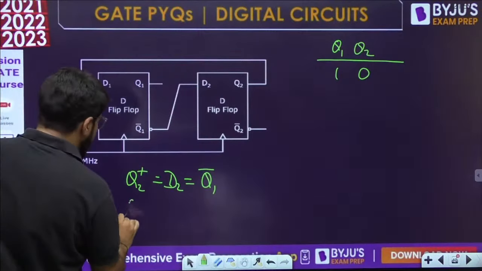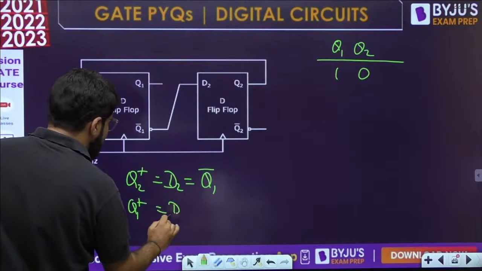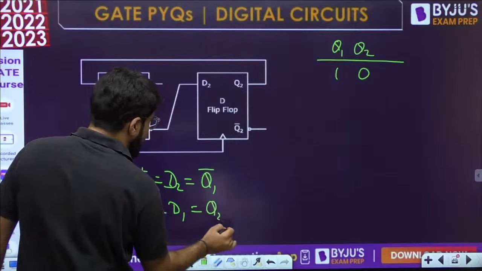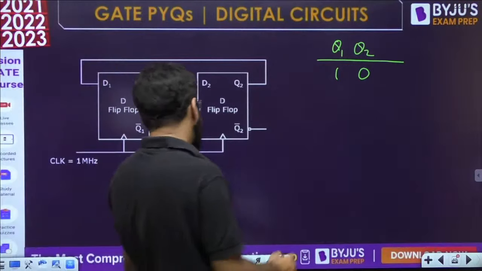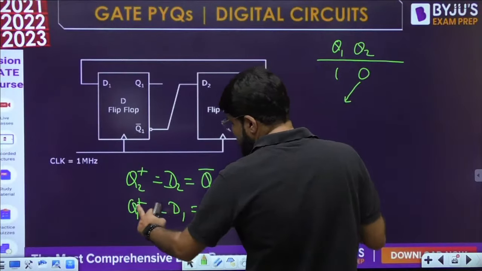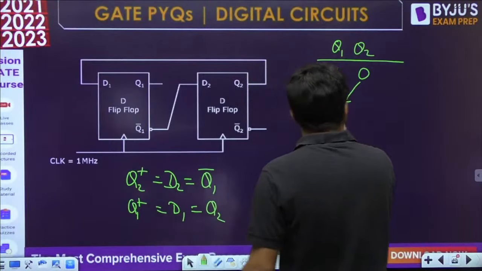Theek hai? And what is the value of Q1 plus? Q1 plus is D1. D1 kahan se aaya? D1 is coming from Q2. That means whatever is the value of Q2, that will be the next state of Q1.